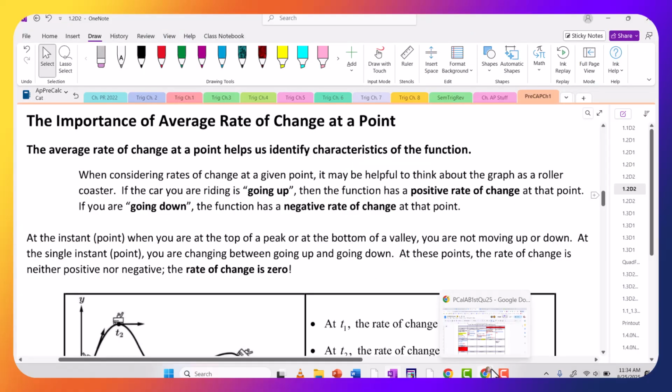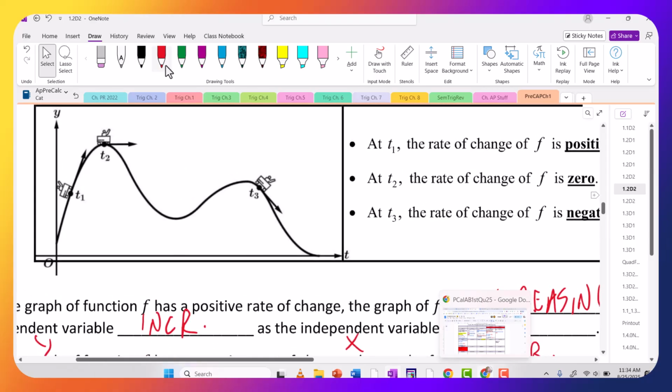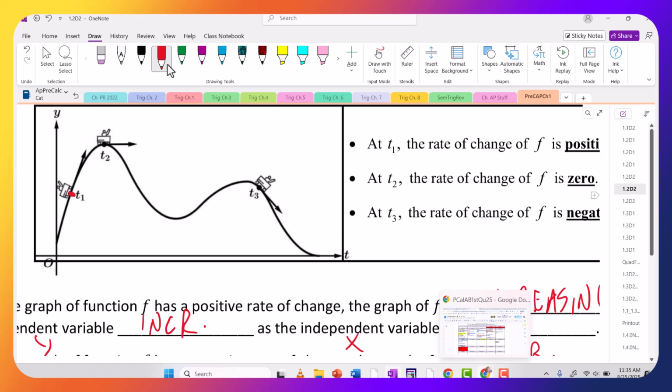Okay, now let's just go to this and make you understand something. This is just increasing, decreasing. But I do want you to understand that at this point right here, this is the slope of the tangent line. And that slope is positive, and that's what that means. So the rate of change is positive there. But wait, it's going to get crazy. At the top of this hill, what is the slope of this line?